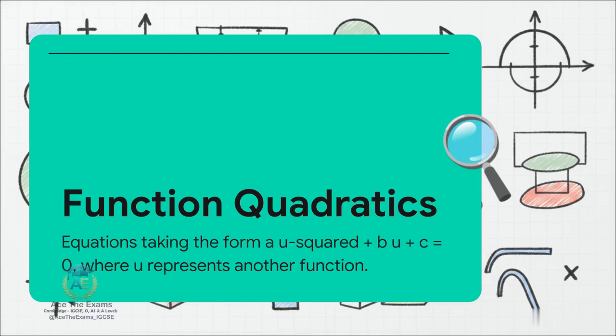Let's call that hidden function u. So the form actually becomes au squared plus bu plus c equals 0. And that u might be e to the power of x, it might be sine of x, or it could even be a much more complex polynomial. This right here is the theoretical architecture of the entire topic.